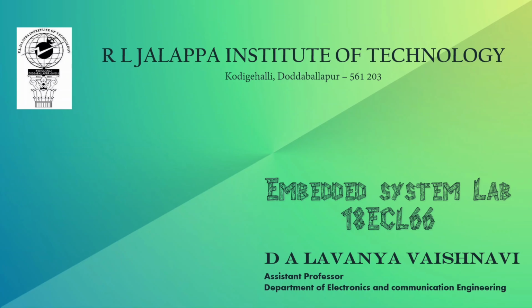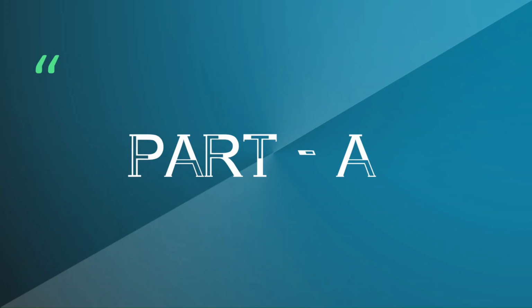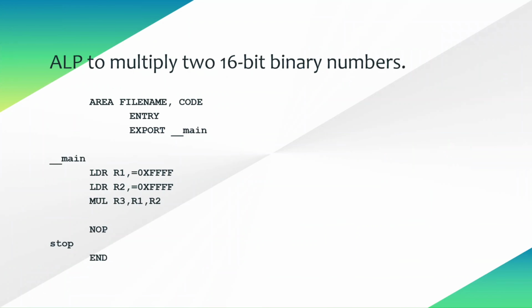Today we are going to discuss the Embedded System Laboratory. In part A, you have 5 programs that are instructed to be done in assembly level language. The very first program is to multiply two 16-bit numbers. It is a very simple program where you store the numbers in two registers, R1 and R2, multiply them, and store the result.